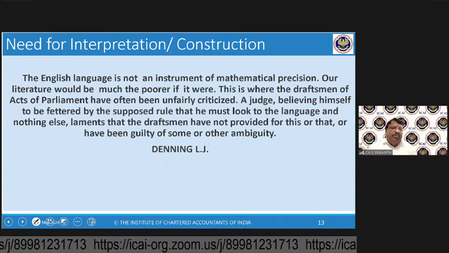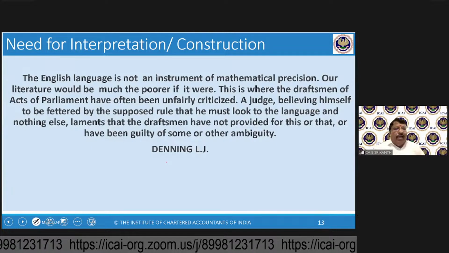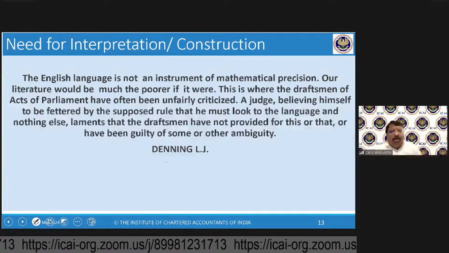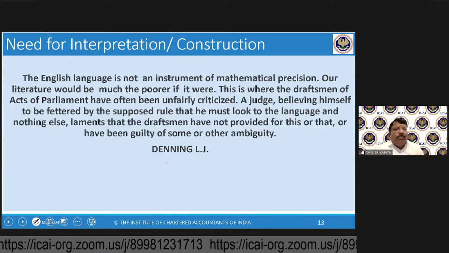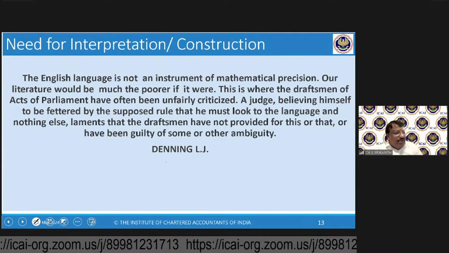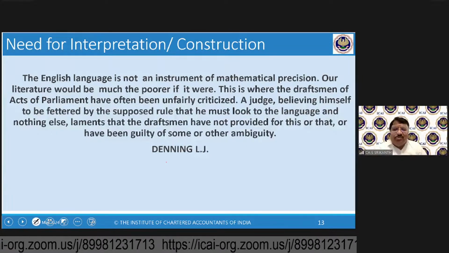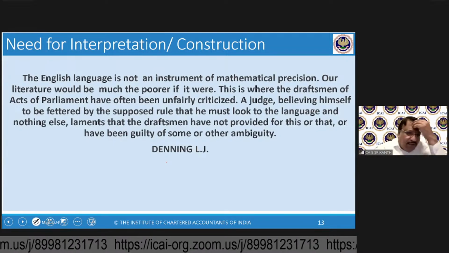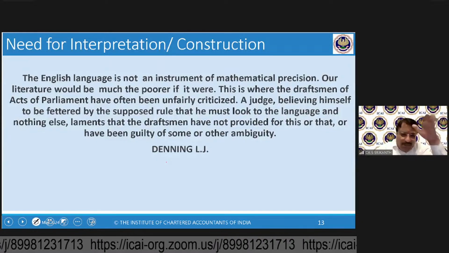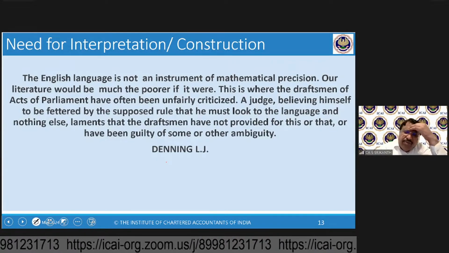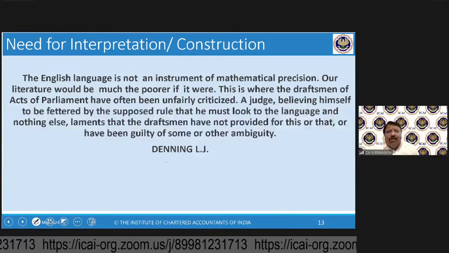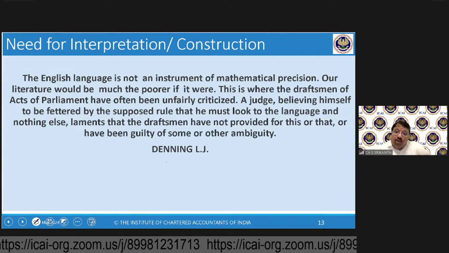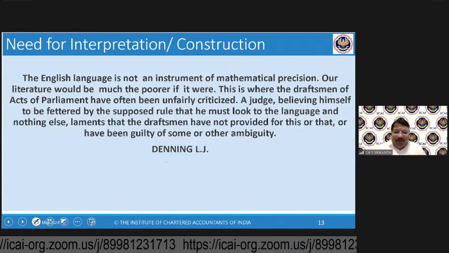So a judge willing himself to be fretted by the supposed rule that he must look to the language and nothing else, laments that the draftsmen have not provided for this or that, or has been guilty of some ambiguity. Sometimes when I used to comment about a section of the law and tell my guru, sir, this section is badly drafted, he would quote this: do not blame the draftsman. You interpret it. Get down and interpret it. There was one nefarious section in the old 1956 law, on which my guru and I had a mild disagreement. He said I interpret it in one way, I said I do not agree, this is how it has been interpreted. It's so confusing. Luckily, the provision is not there in the new law.